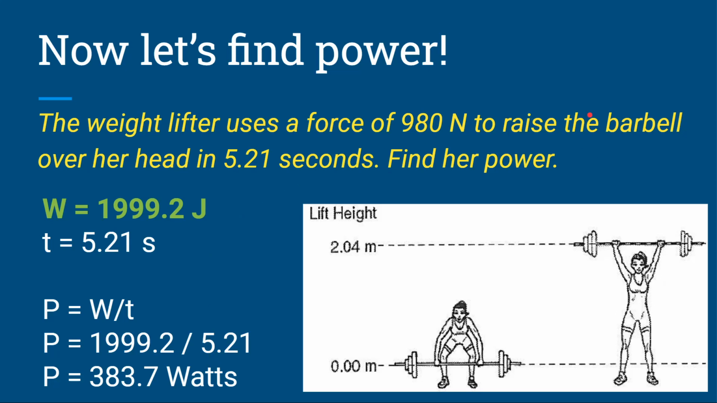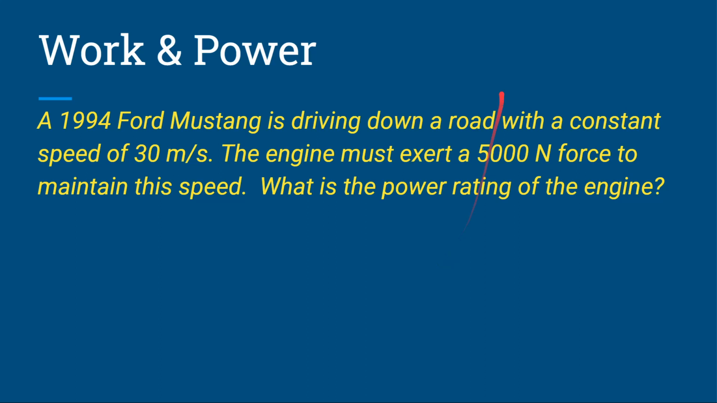All right, let's try this one. A 1994 Ford Mustang is driving down the road with a constant speed of 30 meters per second. The engine must exert a 5,000 newton force to maintain this speed. What is the power rating of the engine?